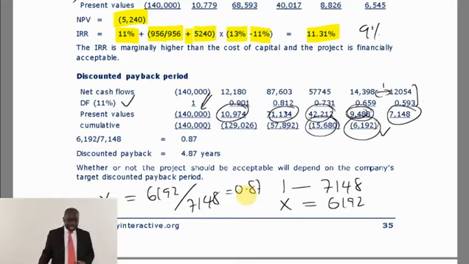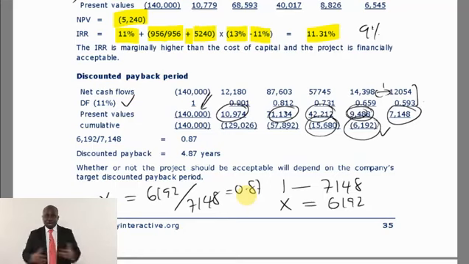The question here is, should we accept the project? Internal rate of return will give you the answer. NPV will give you the answer. Discounted payback of 4.87, you can conclude.